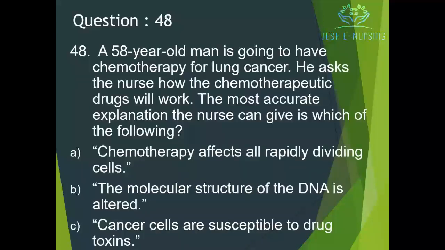Next question number 48. A 58-year-old man is going to have chemotherapy for lung cancer. He asks the nurse how the chemotherapeutic drugs will work. The most accurate explanation the nurse can give is which of the following? The answer is 1. Chemotherapy affects all rapidly dividing cells. The function of chemotherapy is that it targets faster growing cells and kills them. This is the function of chemotherapy.